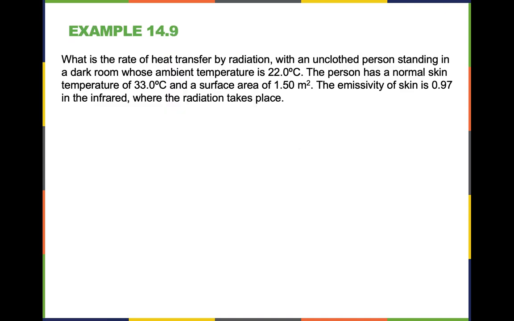So for example 14.9, what is the rate of heat transfer by radiation from an unclothed person standing in a dark room whose ambient temperature is 22 degrees C? The person has a normal skin temperature of 33 degrees C and a surface area of 1.5 meters squared. The emissivity of skin is 0.97 in the infrared, where the radiation takes place.